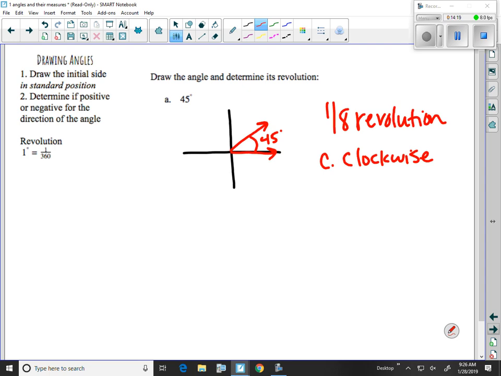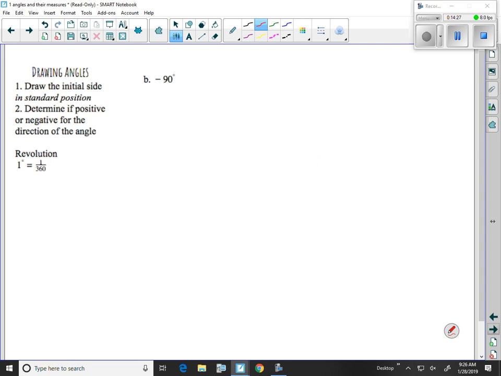Questions on the revolutions or counterclockwise or clockwise? Go ahead and draw your next one. Draw that coordinate plane. Okay, now we're going to be at negative 90 degrees. It doesn't change where we start. So we're going to start our initial side on that positive x-axis.